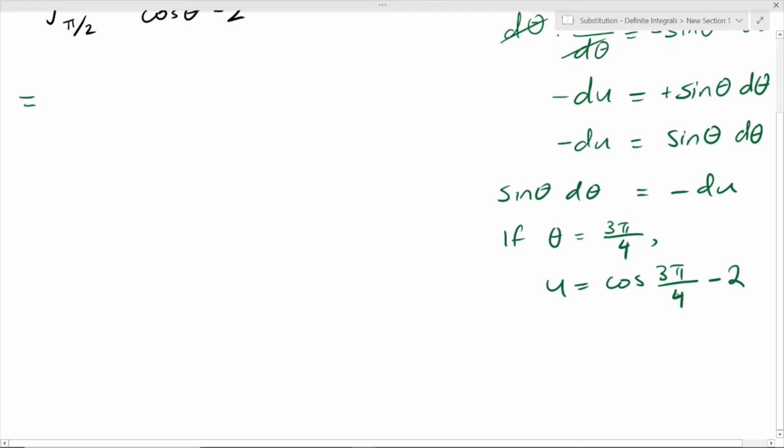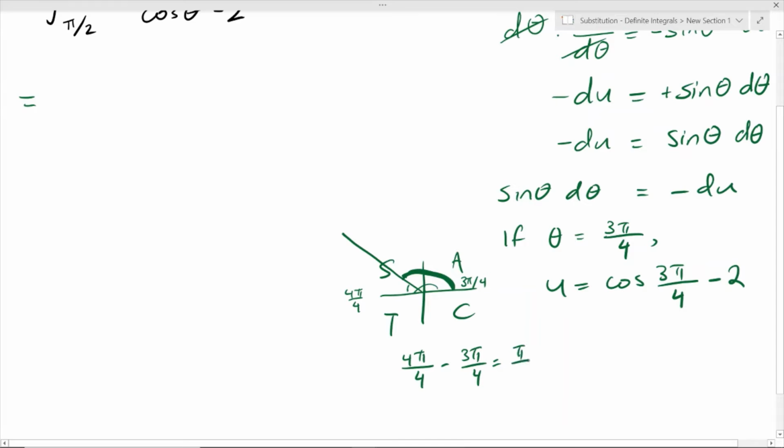Here we can recognize that we can use the CAST rule, and this is 3 pi over 4. We know this is 4 pi over 4 all the way here, but then it's only part of it. This part is going to be 3 pi over 4. And we know 4 pi over 4 minus 3 pi over 4 is going to give us this leftover part, which is pi over 4.